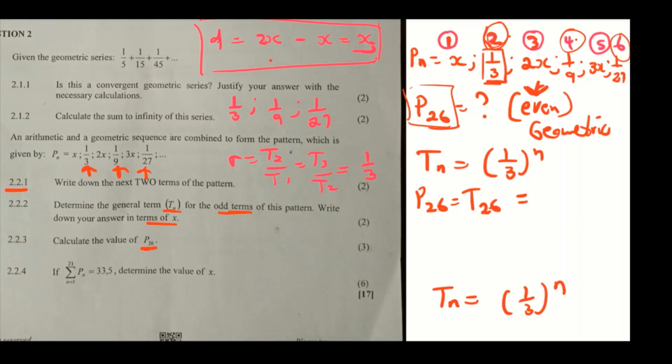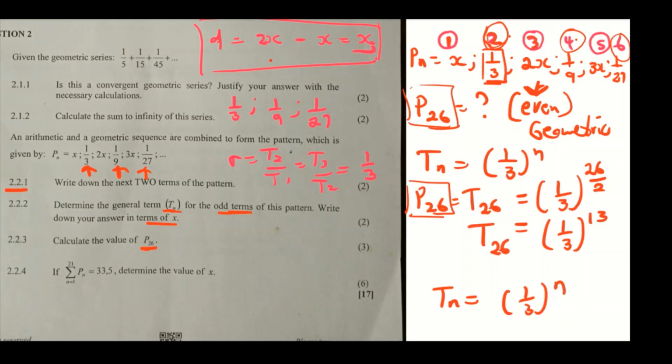So meaning, if you're saying T of 26, because it's P of 26, you're going to put in 1 over 3 here and then put your 26, but divide by 2. Remember, even numbers have a difference of 2. So you're just going to do that, and then you find 1 over 3 to the power of 13. So that would be your answer actually. T of 26 should be 1 over 3 to the power of 13. You can write it in any form, but this is the answer.